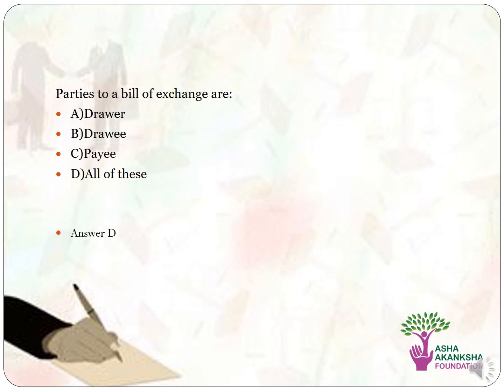So let's move to the next question. Parties to bill of exchange are called A, drawer, B, drawee, C, payee, and D, all of these. The correct answer is D, that is all of these.